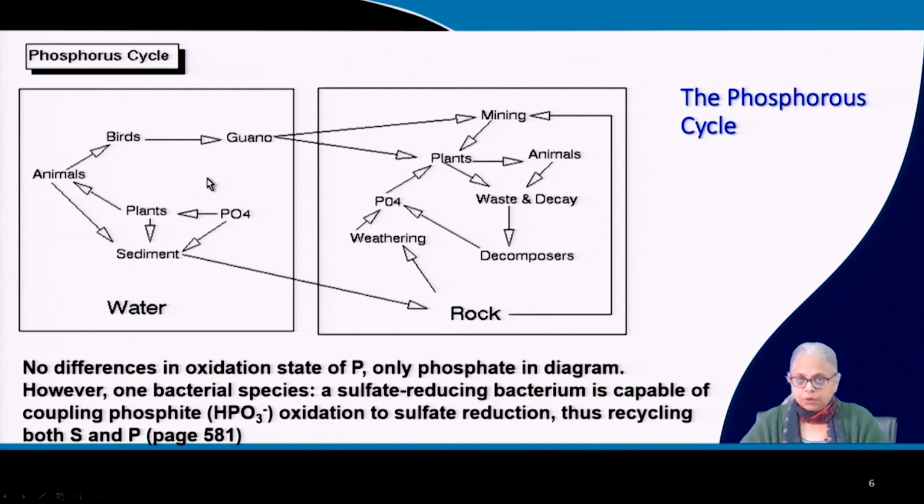There is no oxidation reduction reaction, except one bacterial species that has been observed and is noted in the text, and I think I've covered it in the previous lecture. It's a sulfate reducing bacterium that can couple phosphite oxidation to sulfate reduction. Phosphite is a reduced form of phosphorus, so this recycles both sulfur and phosphorus.